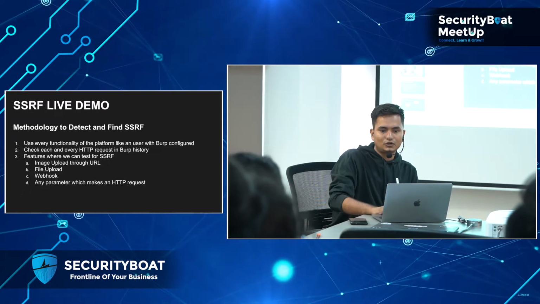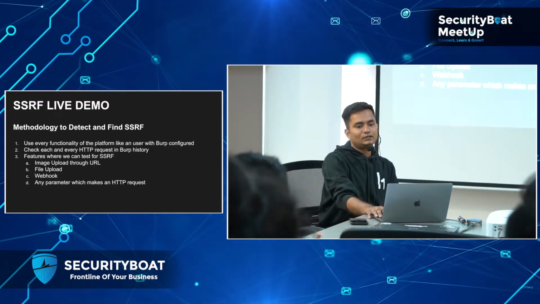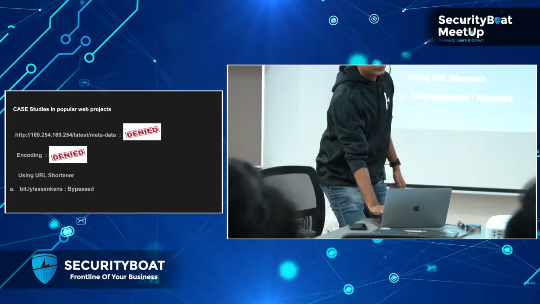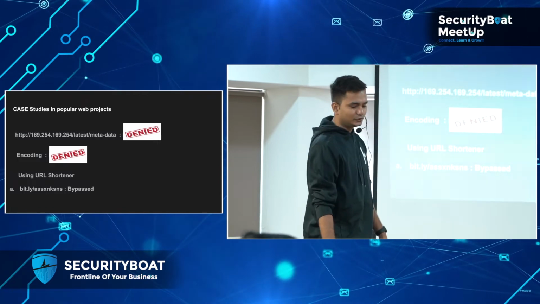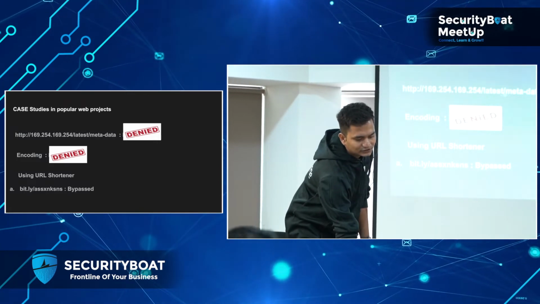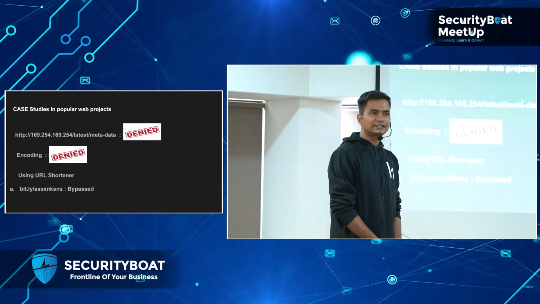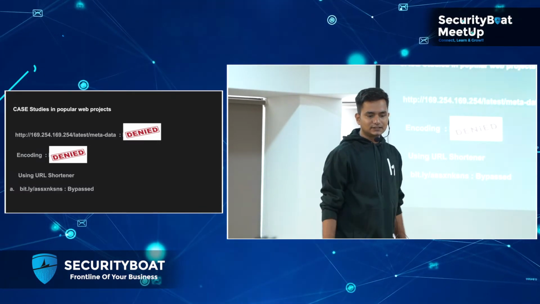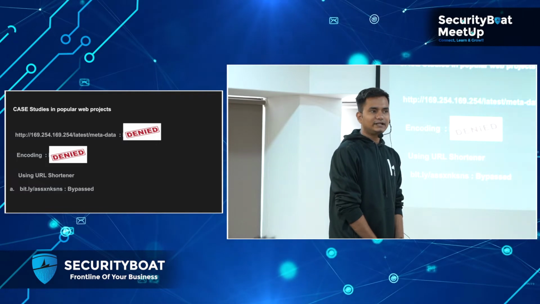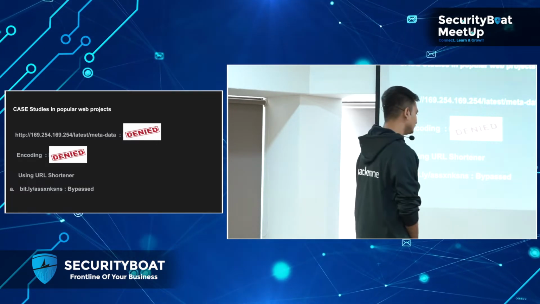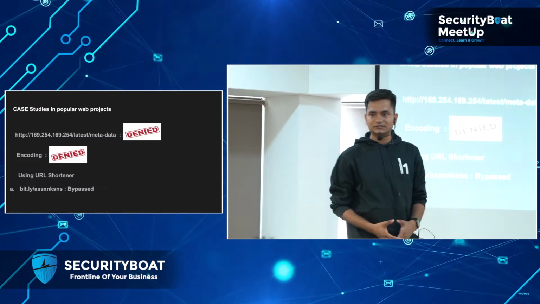It's a very short demo. So, in this case study, in the first step, I tried to hit this AWS metadata IP. The application was pretty secure, so it denied my request. So in the second step, I tried every encoding, and it failed. But the next thing is, they have proper blacklisting of this URL.